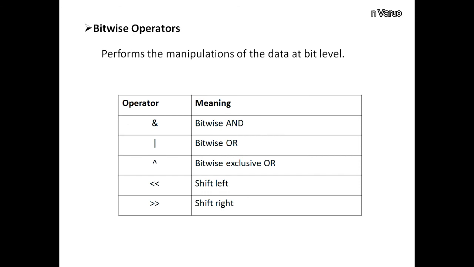And the next operator is the bitwise operators. It will perform manipulation of data at the bit level, that is, generally in binary we use formats like 100111. So we have to perform bitwise AND operations, bitwise OR operations, or we have to shift the values of the bits, or we have to change the locations of the bits. So in this case we use shift left, shift right, etc. So these are the basic bitwise operations used in the programming language C.